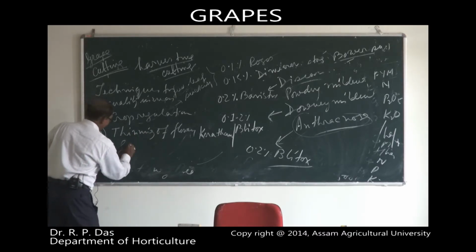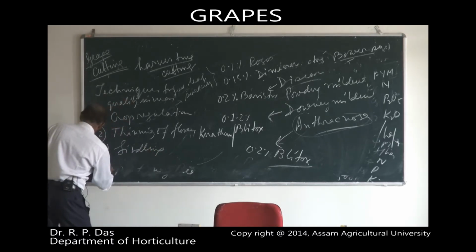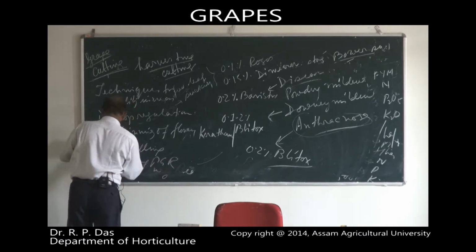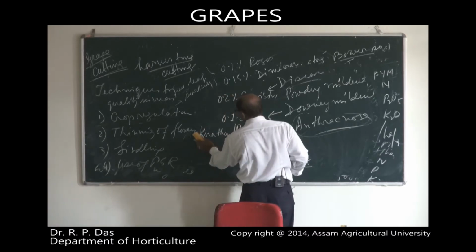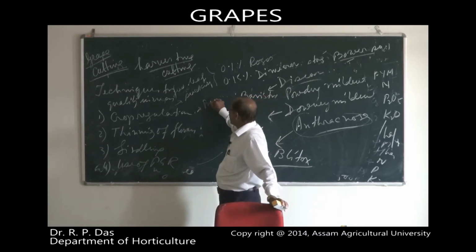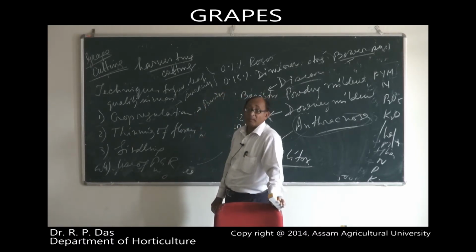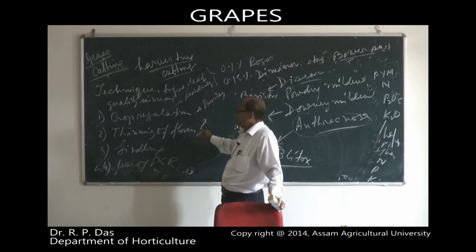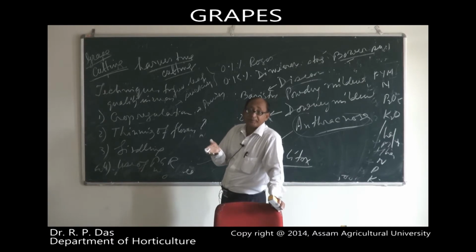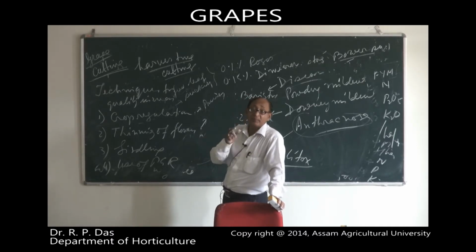Then girdling. And another one is use of PGR, that is plant growth regulators. So crop regulation is mostly by pruning in properly trained plants. Thinning of flowers is just to increase the size of the berry and weight of the bunch, with the help of a scissor after fruit set. Generally the inner berries are compact and underdeveloped.